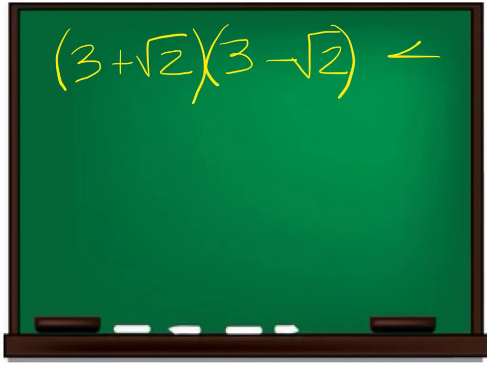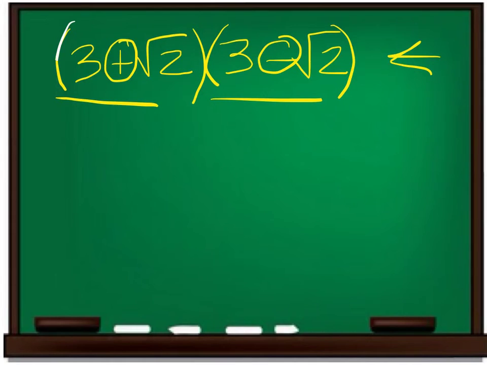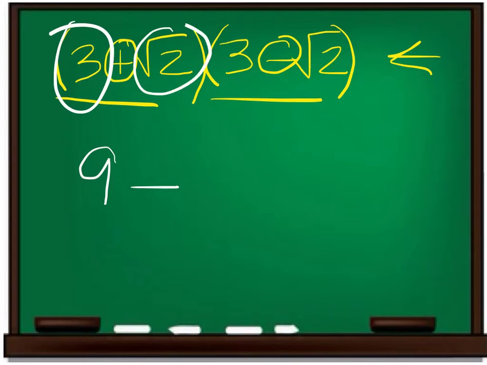So this is something that has to be practiced. If you have 2 quantities that are the same, except the difference is the signs, everything else is the same, then you can multiply it quickly by doing this. Square the 3 to get 9. Always use a minus sign. Square the square root of 2 to get 2. And the answer is 7.